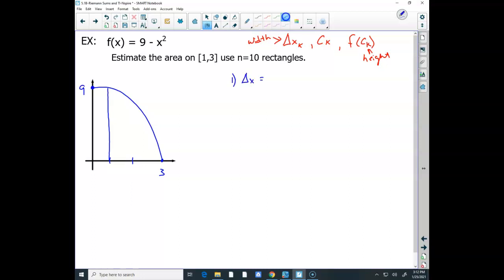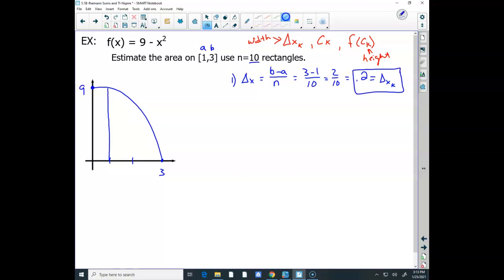Now remember, delta x is always going to be b minus a divided by n, where there's my a value, there's my b value, there's my n value. A is the first x value in the interval, b is the last one, and n is the number of rectangles. So this is going to give me 3 minus 1 over 10, or 2 over 10, which is going to equal 0.2. That's my delta x sub k. That's the width of all of my intervals, okay?